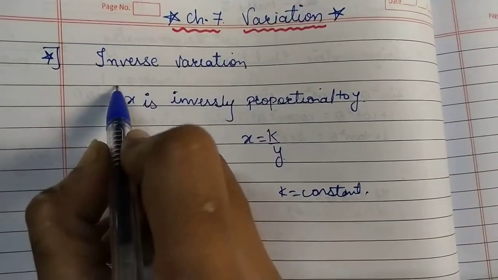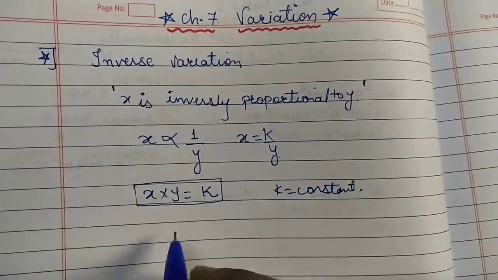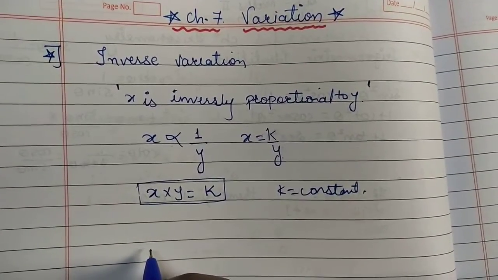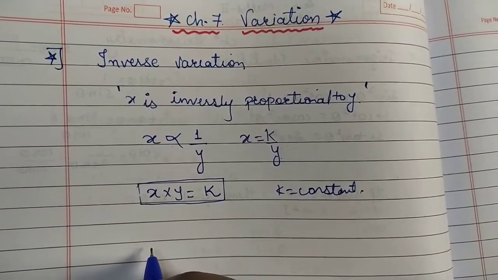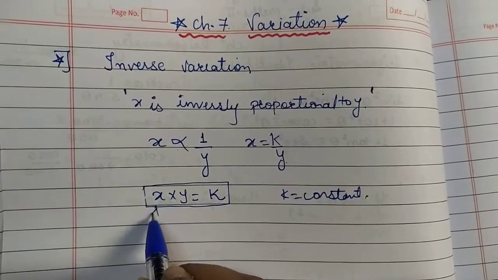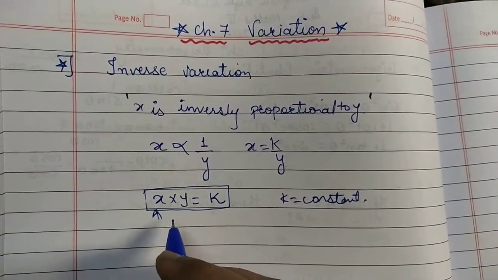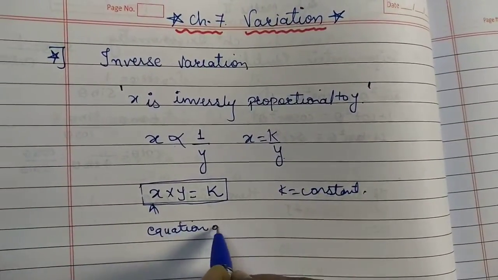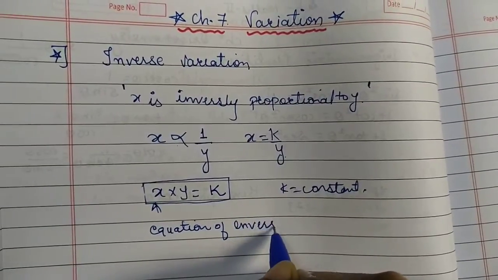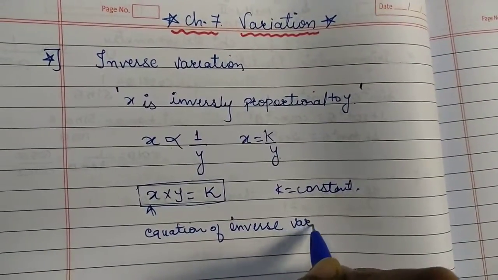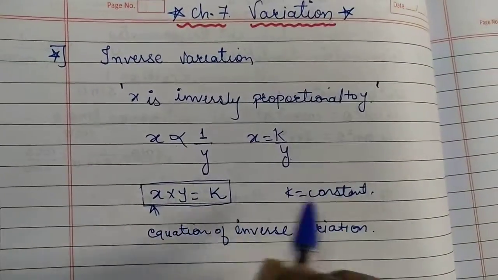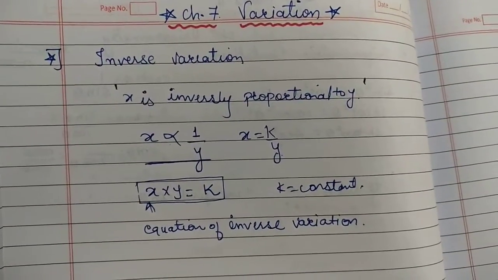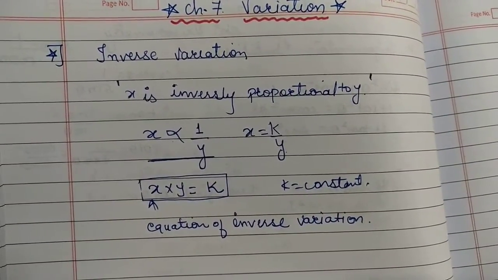How will you write this? x is inversely proportional to y, or x and y are in inverse variation, or there is an inverse variation between x and y. This is the equation of inverse variation. Getting it? And how are you going to symbolize this? Like this. Okay, let's do one question based on this.